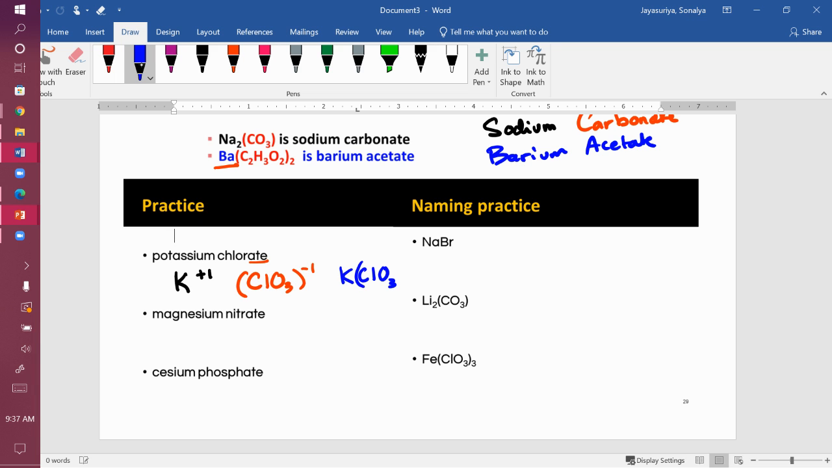KClO3 with parentheses around the ClO3. That's it. Balance out. +1, -1. The charges cancel out. There's your compound.